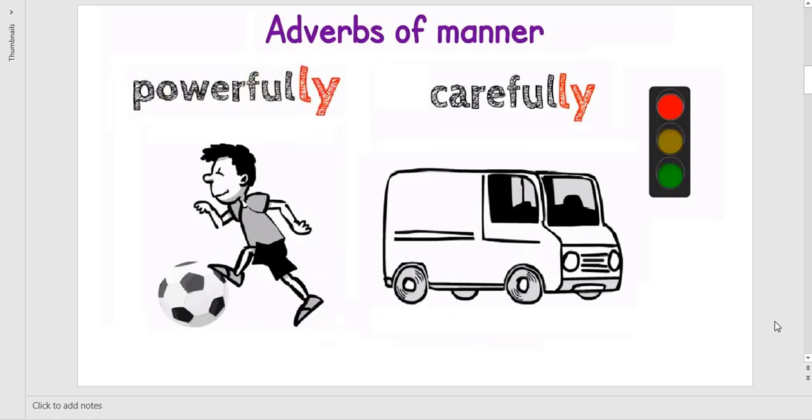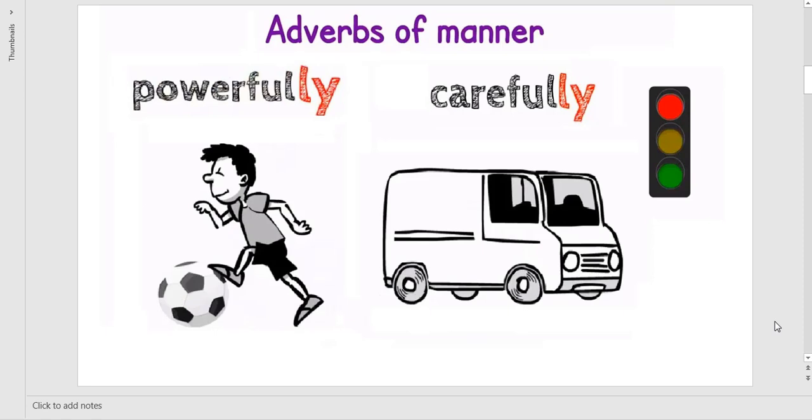Adverbs of manner tell in which manner you are going to perform the task. The action that is done is called the verb, but in which manner that particular action has been done, that manner is considered the adverb. For example, the person is playing football powerfully. He kicked the football powerfully. He kicked, but in which manner? Powerfully, right? So powerfully is the adverb.